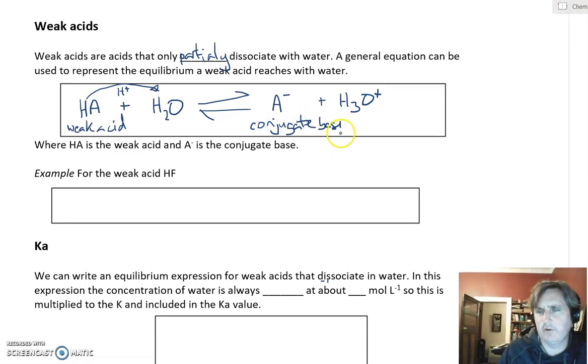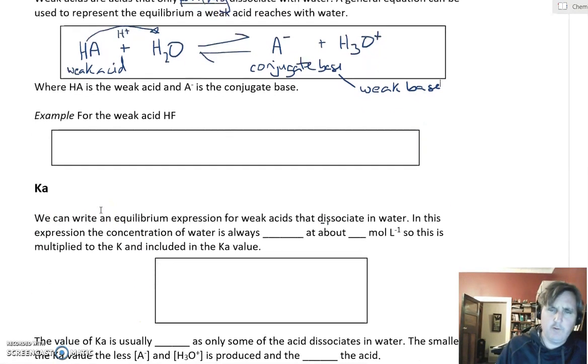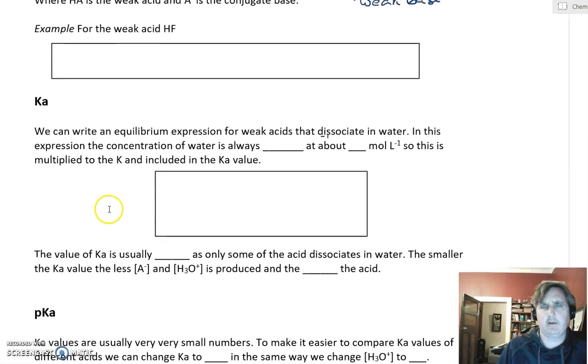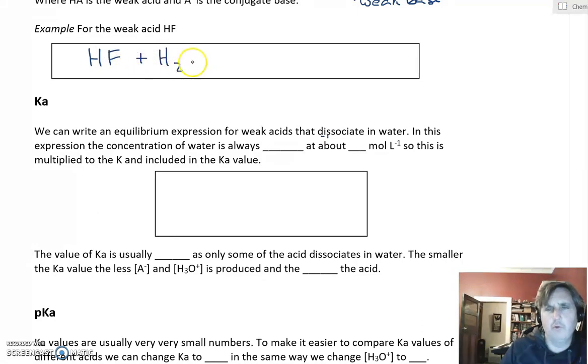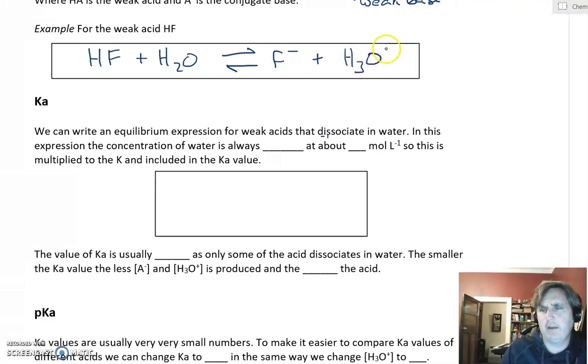Now, interestingly, a conjugate base is actually just itself a weak base. So a weak acid also produces a weak base. If we look at a specific weak acid, here we can look at hydrogen fluoride, we can just write it just as we did with the generic one. So HF donates its proton to water, sets up a dynamic equilibrium, so we have F minus plus H3O plus, with F minus being our conjugate base, which in itself is a weak base.